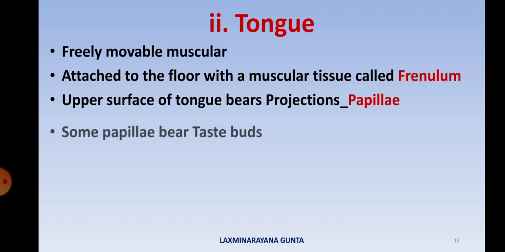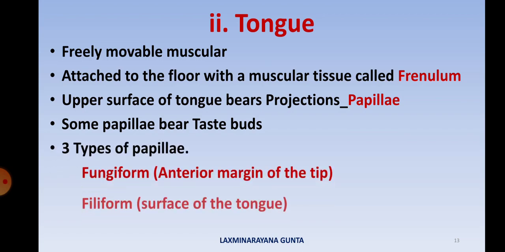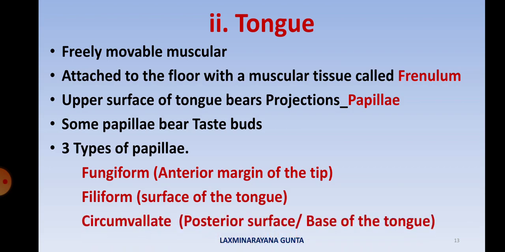There are three types of papillae. They are called fungiform papillae, filiform papillae, and vallate papillae. These vallate papillae are also called circumvallate papillae. The projections on the tongue are called papillae. Some of them bear taste buds. Three types of papillae are present in the human tongue.